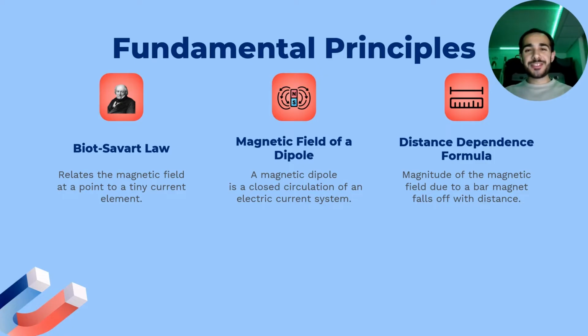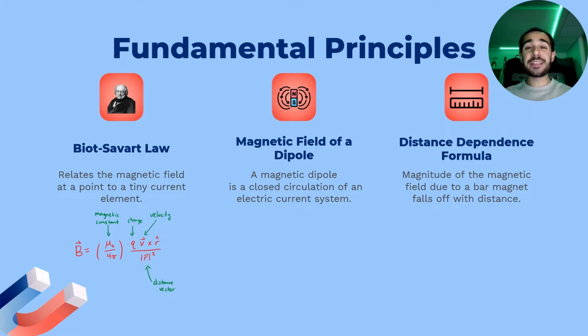Time for the fundamental physics principles. And for the first time, we don't have Newton's second law. Although honestly, none of this would probably exist without it. So what do we have? First up is the Biot-Savart law, which was named after two French dudes who discovered the relationship between the magnetic field at a point to a tiny current element expressed by this equation.